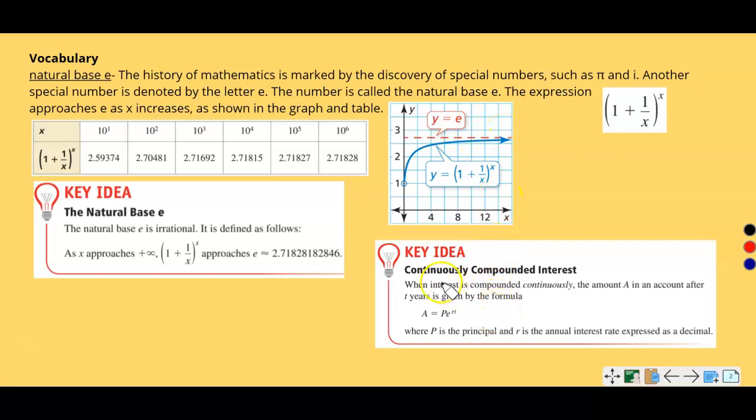This is something else we'll look at. Continuously compounded interest. When interest is compounded continuously, the amount A in an account after t years is given by the formula A = Pe^(rt). So P times e raised to the rt power. P is your principal, r is your annual interest rate. e is going to be this number here, this 2.71, this irrational number, and then t. So e is actually in your calculator and it knows this value.